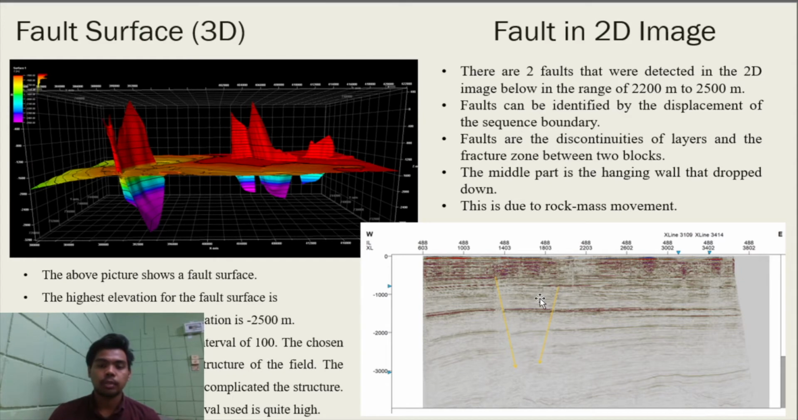In the upper left corner is the 3D fault surface. The highest elevation for the fault surface is negative 1,500 meters, while the lowest elevation is negative 2,500 meters. The fault is picked with the interval of 100, and the chosen interval is followed by the structural field. A small interval would give a higher resolution of the surface, but for this fault surface, the interval that we had used was quite high.